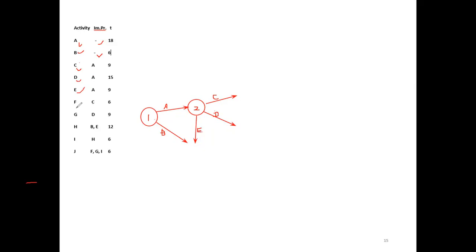F. What is F? Once C finishes, then F starts. The activity F starts after the completion of C, so the immediate predecessor is C, and the succeeding activity is F. So when we want to start F, C should be finished. Now again you will finish the C.